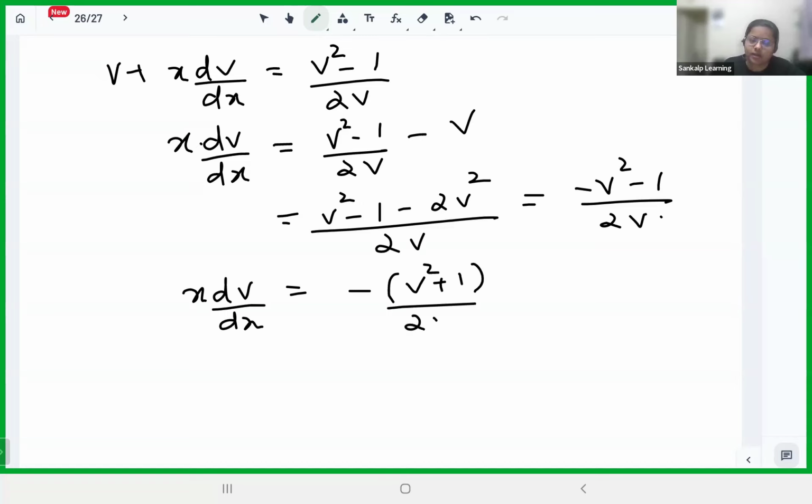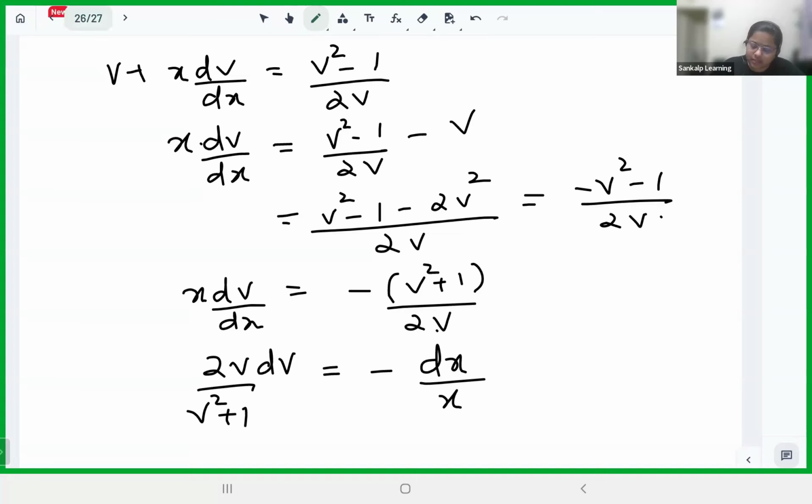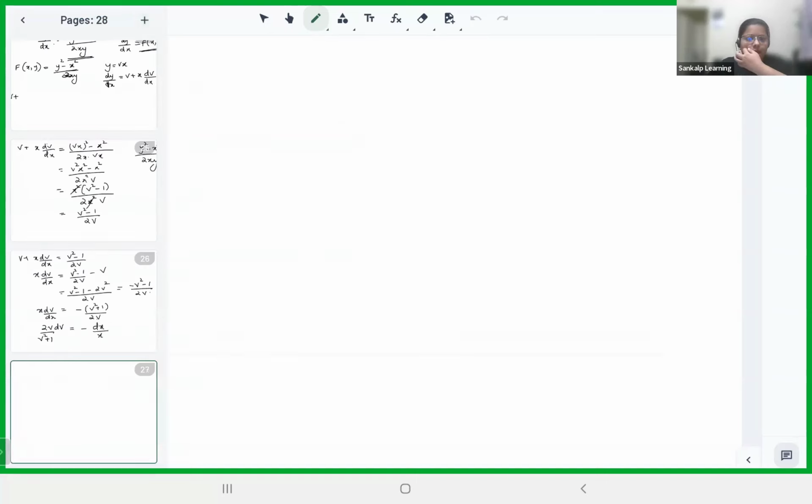Now group the v terms together and x terms together. Okay, so this is equal to, we'll get dv and you take 2v to this side. So 2v dv divided by v square plus 1, right? And there is a minus here, and x by dx, taking it to the other side, becomes minus dx by x, right? Now it is of the form variable separable. It is separable, right? Since we are able to separate v terms and x terms together.